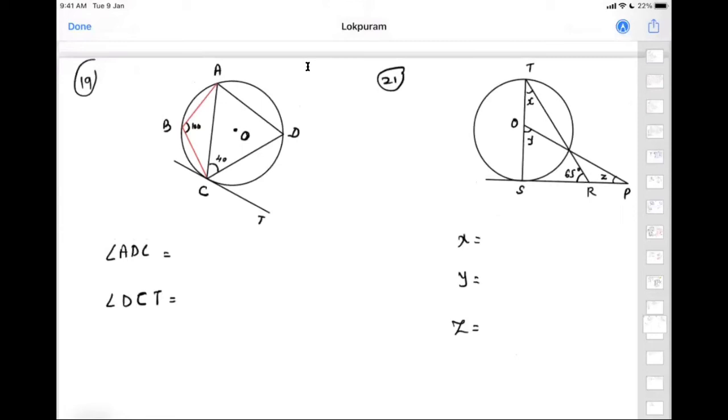So first this is 40, this is 100. I can find this easily by the opposite angles of a cyclic quadrilateral. If one angle is 40, another is 80, so I can find this as 60 degree. Did you understand this much? Yes, sir. So first we want angle ADC. ADC we got as 80. Now we want this angle DCT. This is the angle made by the tangent and the chord. So by the angle in the alternate segment, we will get this angle. So it is equal to 60 degrees. Okay.